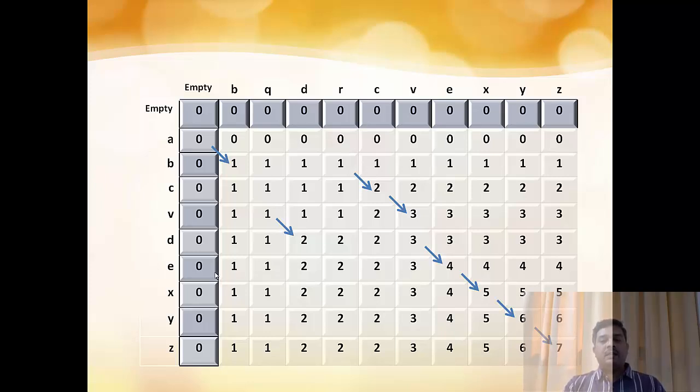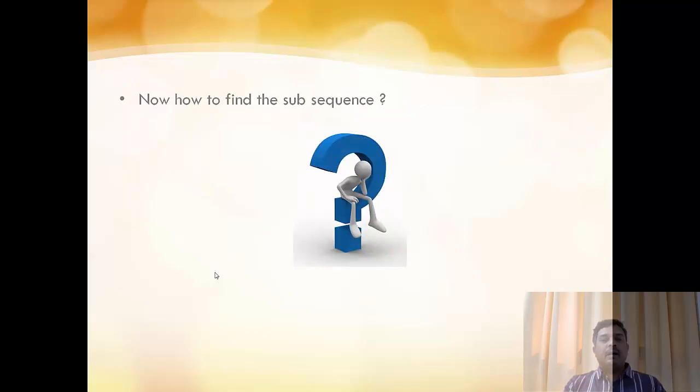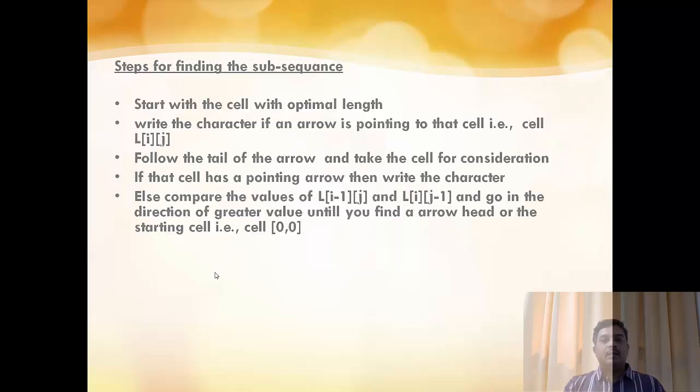Now we have seen that 7 is the largest value which is pointed by an arrow. Then we can say 7 is the length of the longest subsequence. But then how to find which actually is the subsequence? Let us see how to find the subsequence itself.